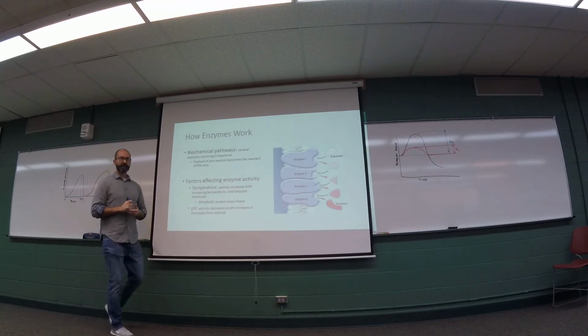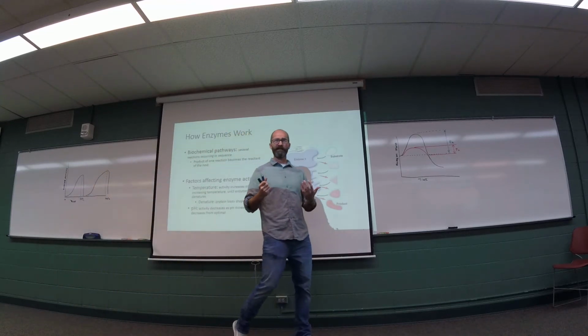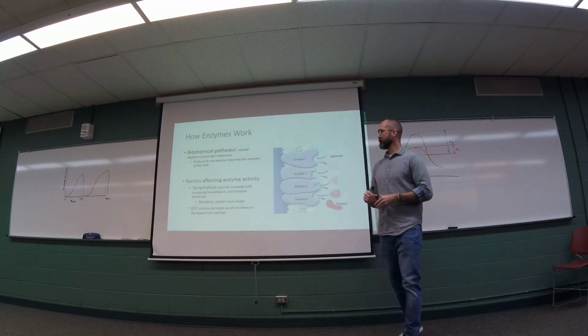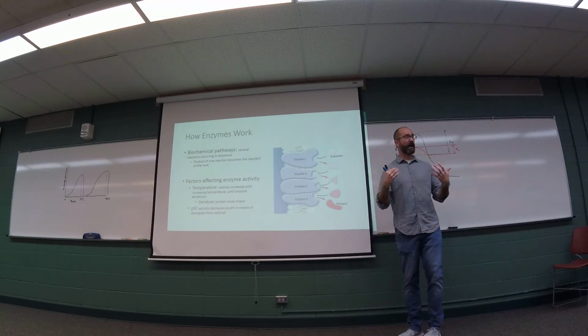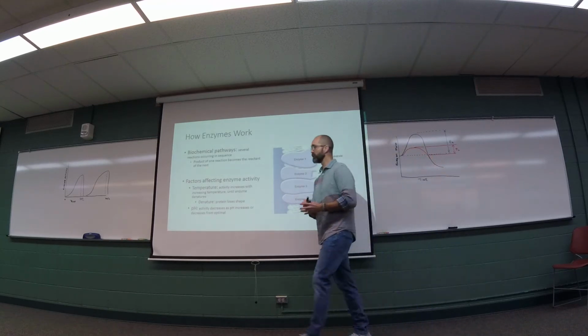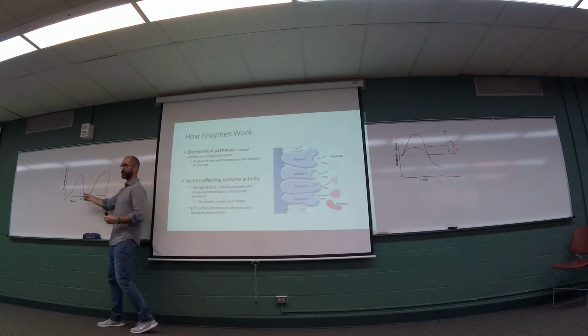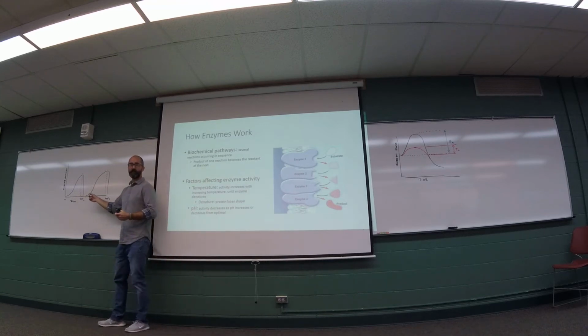So there are organisms that live in thermal hot springs, right? Like in Yellowstone. And those organisms, because they live in such a hot environment, have to have enzymes that don't denature at 37 degrees Celsius. They need to be optimally active at much higher temperatures.